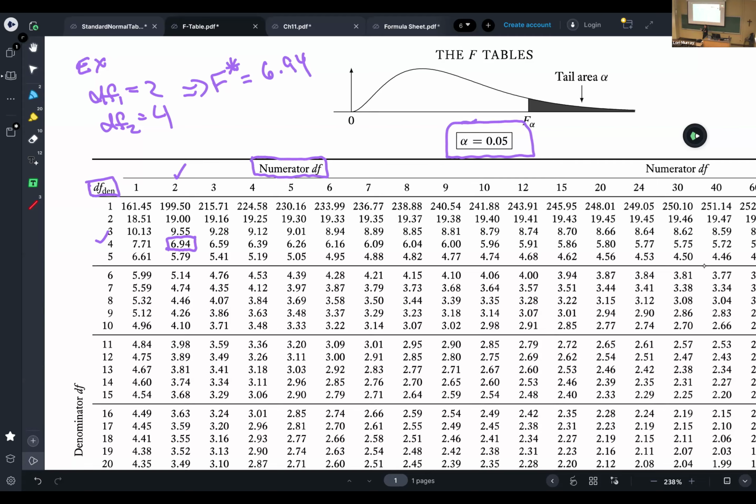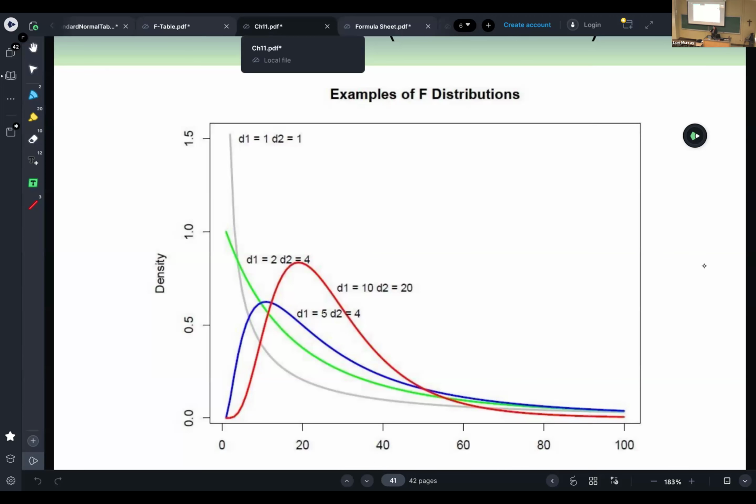There are no p-values. Don't worry about p-values. Just compare it with the table. You can do the p-value like you would normally do with a t, but we're just going to grab the critical value and compare the two. And we have a decision rule where if the observed value is greater than the critical value, what do we do? We reject the null hypothesis.